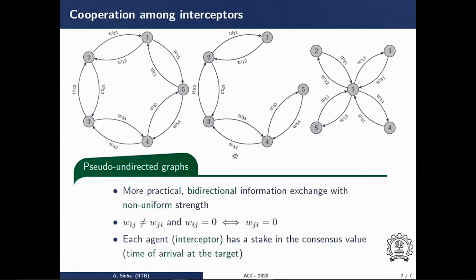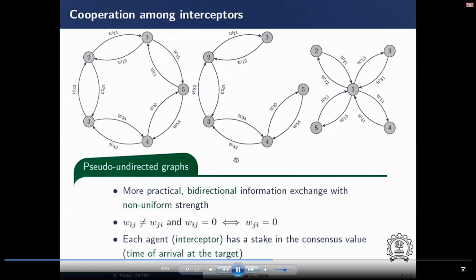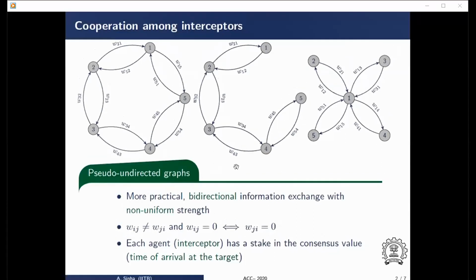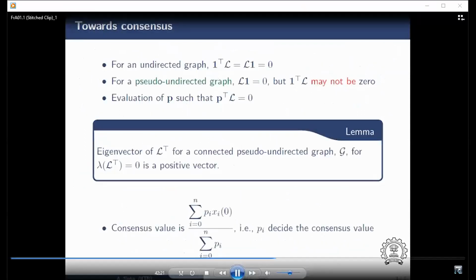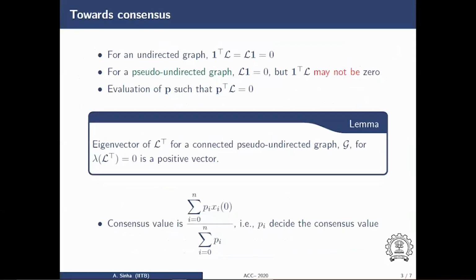We refer to these as a pseudo-undirected graph of interactions. These pseudo-undirected graphs allow bidirectional information exchange among the interceptors, but the strength in both the directions is not uniform. So this is unlike commonly used undirected or directed graphs. A key feature of using this graph is that each agent or each interceptor has a stake in the consensus value.